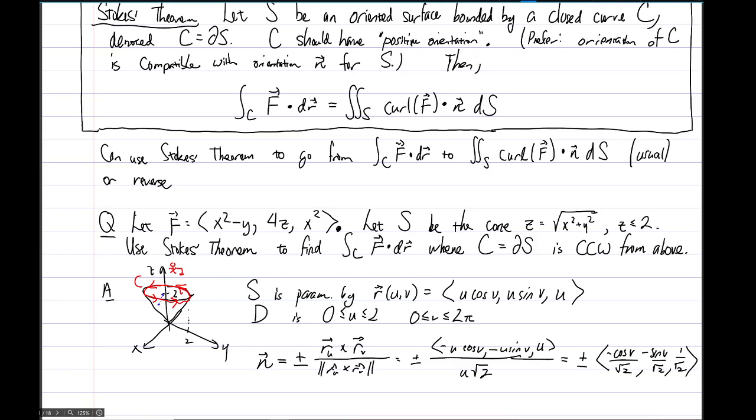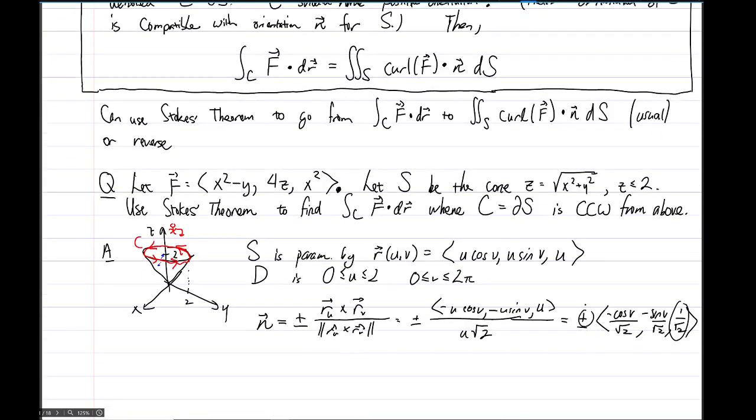And that inward orientation means this blue arrow is going to point slightly upward. Because that k component is positive currently, we need to take the plus sign here. So our orientation of the surface is with the plus sign: negative cosine v over root 2, negative sine v over root 2, comma positive 1 over root 2. Okay, so there's the orientation that we need.